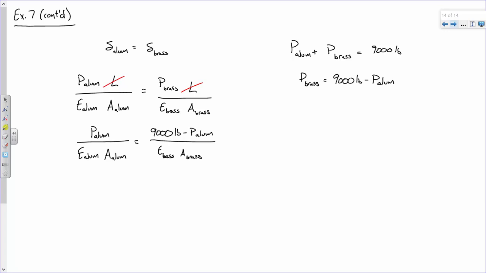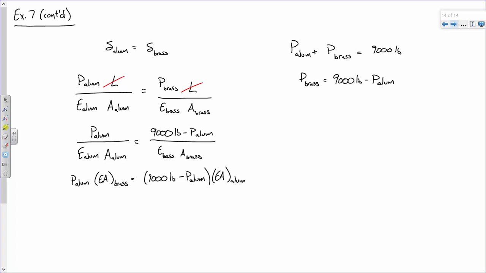So at this point, it's just a little bit of alphabet soup. If I have a fraction, remember cross multiply, right? That times that equals that times that. So I'm going to cross multiply. I'm going to say P alum, and then see where I have E brass and A brass? I'm going to shorthand that a bit and say EA brass equals, and then over here, 9,000 pounds, and then EA, I'm getting ahead of myself, minus P alum, and then EA aluminum. Is everybody okay with that?